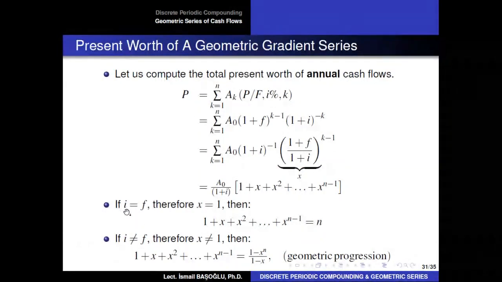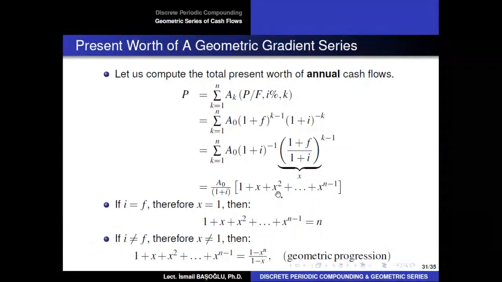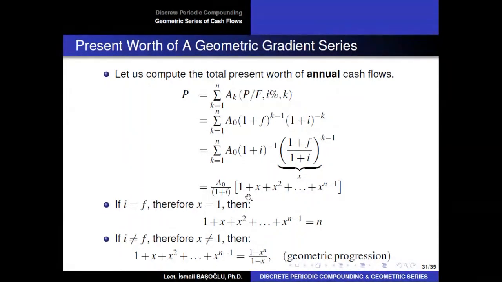If the interest rate and the rate of change in the cash flows are the same, in that case, 1 plus F over 1 plus I is going to be equal to 1, and all X values are going to be 1, and we are basically summing up 1 n times here. So in that case, if I and F are equal to each other, X is going to be equal to 1, and this summation in the square bracket is simply going to be equal to n.